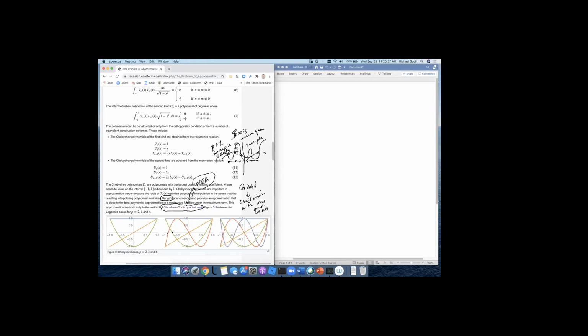And it's all related. I mean, quadrature is really nothing more than this idea of finding a best interpolating polynomial through a given set of points.